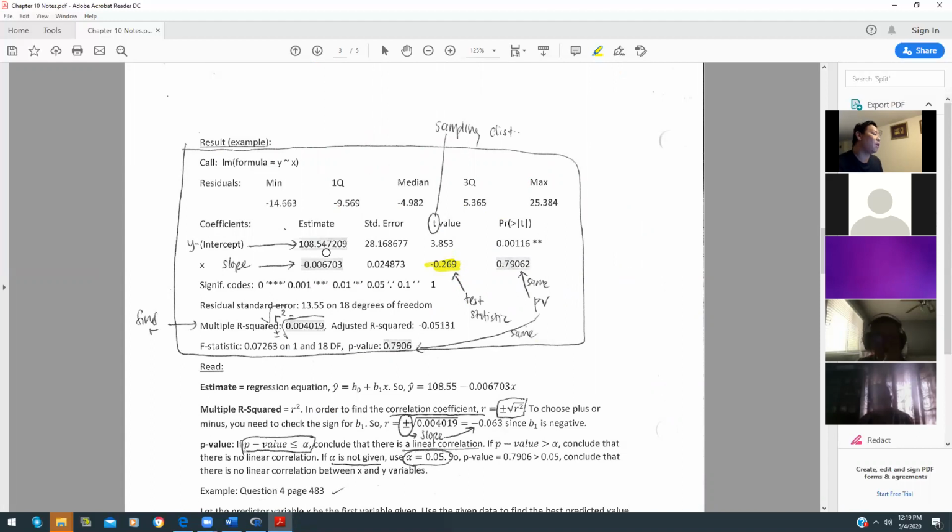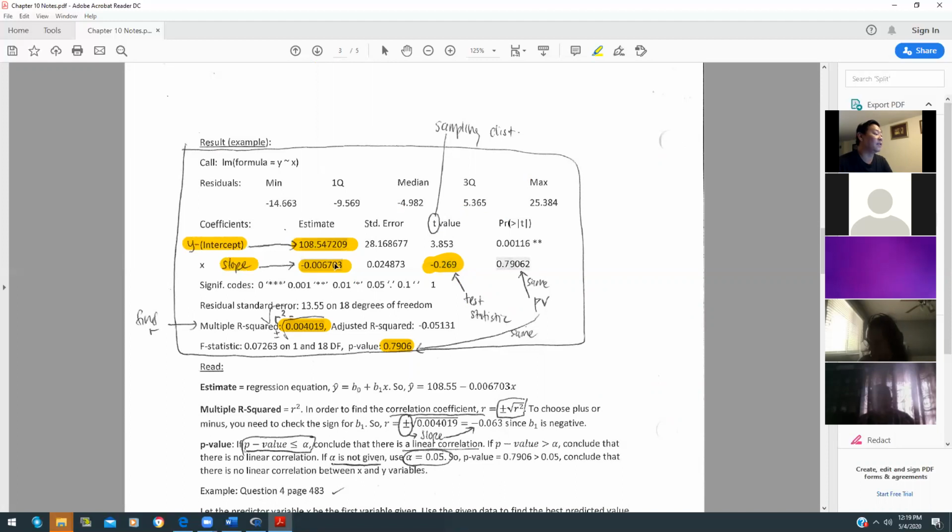So what is important, I'm going to highlight for you. This is important, this is important, yep, this is important, this is important, and this is important. So those are the few things that are important in this case. These 2 that I highlighted are your y-intercept and your slope.